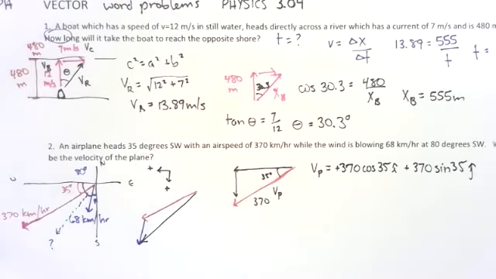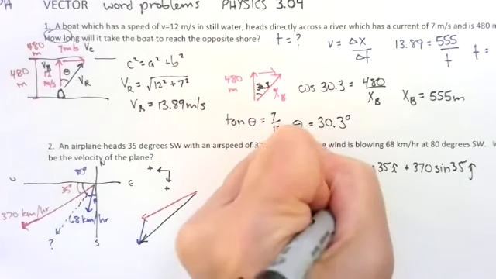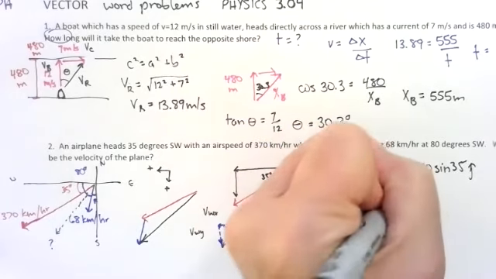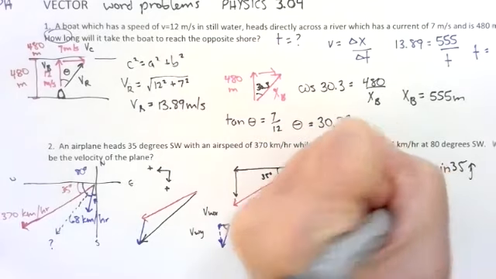So this guy is coming down. See if I can conserve some space here. This is the velocity of the wind. So I have VWX, VWY. This is 80 degrees. So velocity for the wind is going to be positive 68 cosine 80 I plus 68 sine 80 J.